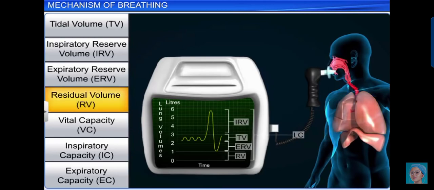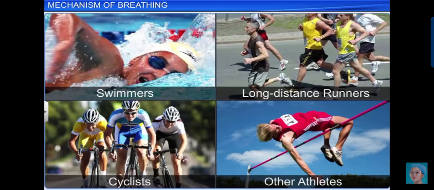This includes residual volume, expiratory reserve volume, tidal volume, and inspiratory reserve volume. It is this capacity of our lungs that allows swimmers, long-distance runners, cyclists, and other athletes to maintain their stamina, pace, and speed required to win a race.